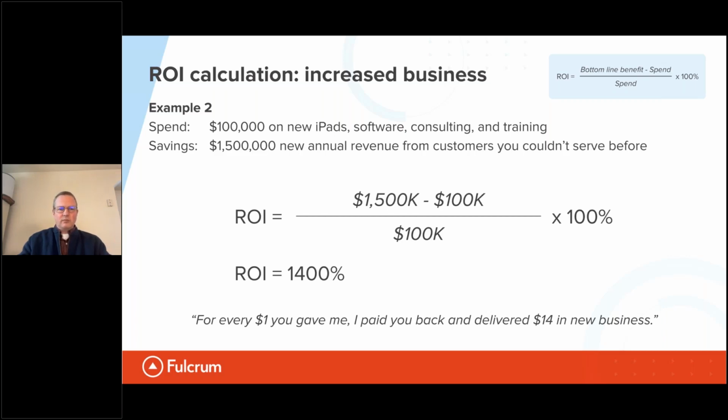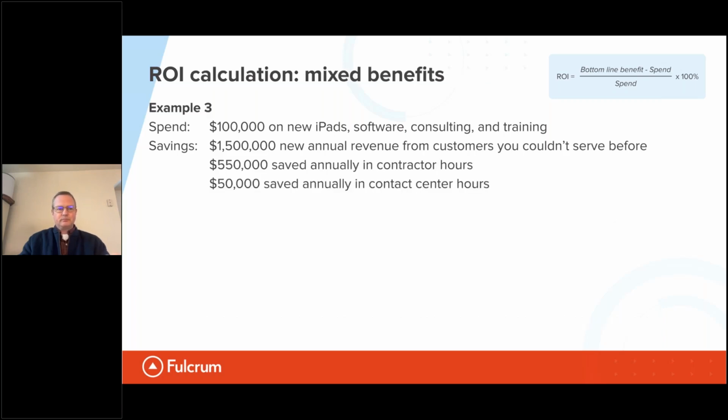I'm just going to do one more because I want to make sure that the process is pretty clear. Keeping it simple by keeping that spend steady, it's $100,000 on new iPads. In this case, we're both able to serve customers we couldn't serve before, and we're saving money on contractor hours and contact center hours, whatever it might be.